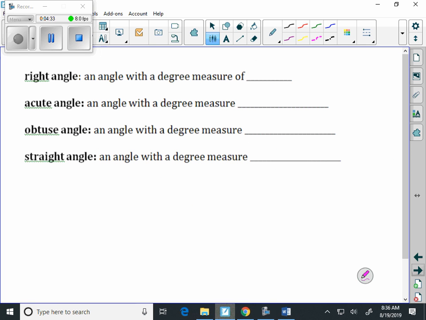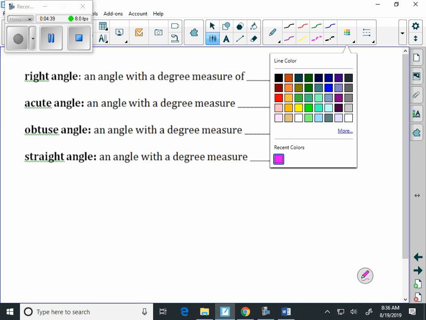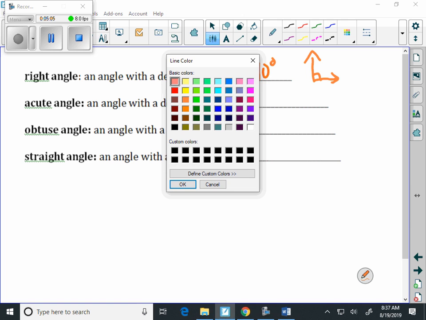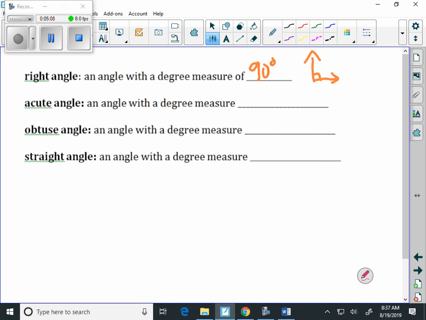Now, some special angles. Right angle. Well, it has an angle of 90 degrees in it. And there's that degree symbol. It oftentimes is indicated with a box in there. An acute angle is an angle with the degree measure less than 90 degrees.